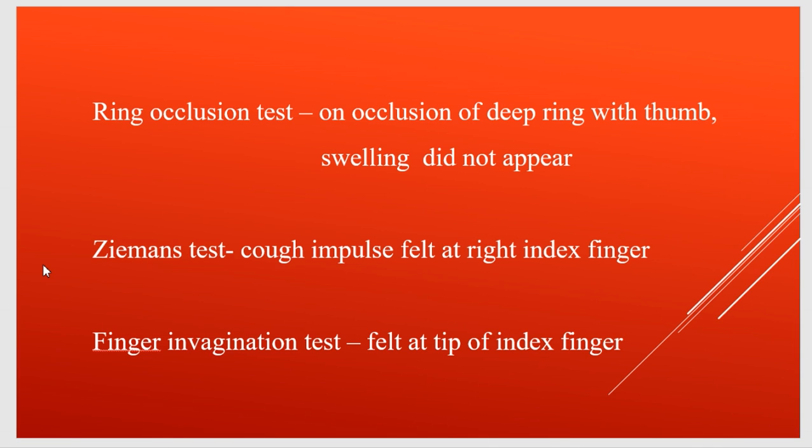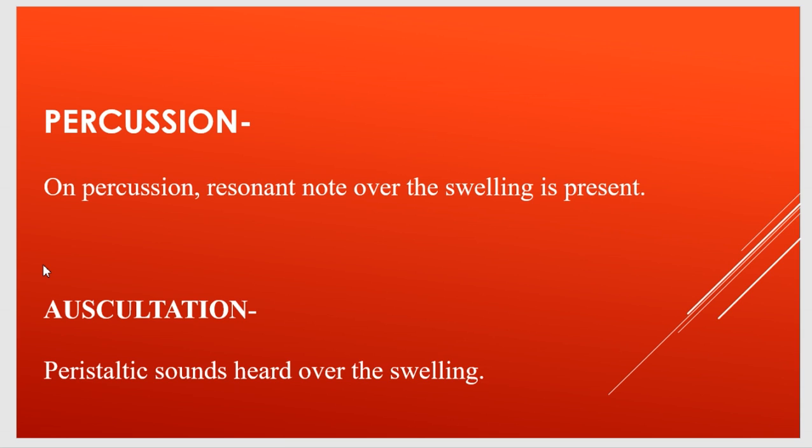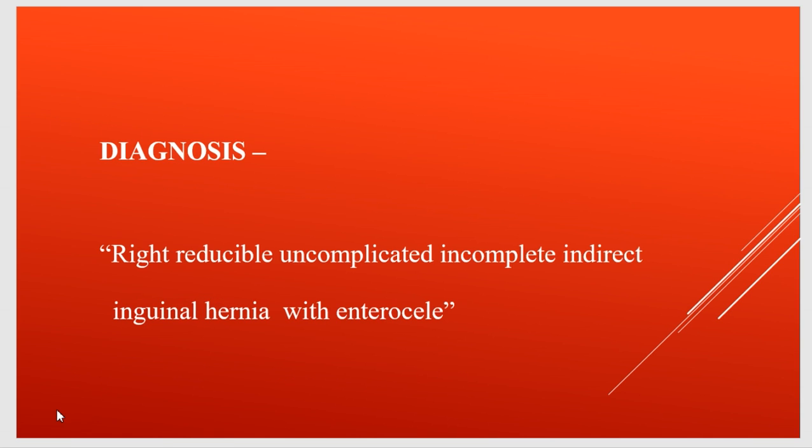These tests are deciding what type of hernia is there. On percussion, instead of getting the dull note, we have a resonant note over the swelling. On auscultation, sometimes we may hear the peristaltic sound. These were the differentiating features if the content is not omentum and the content is small intestine. So our diagnosis in that case would be right reducible, uncomplicated, incomplete, indirect inguinal hernia with enterocele.